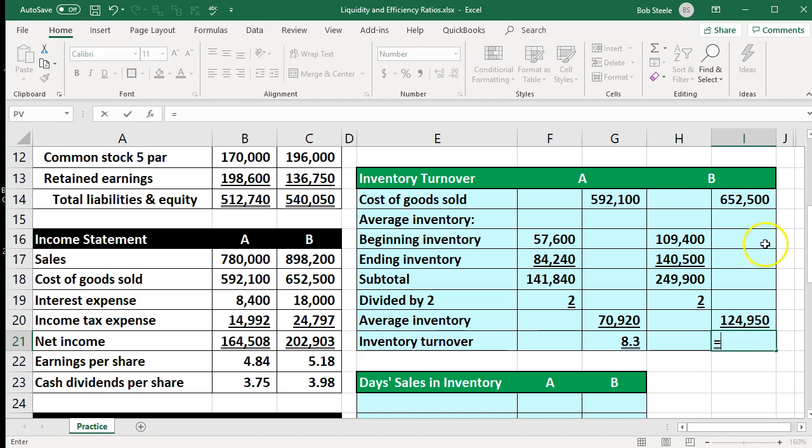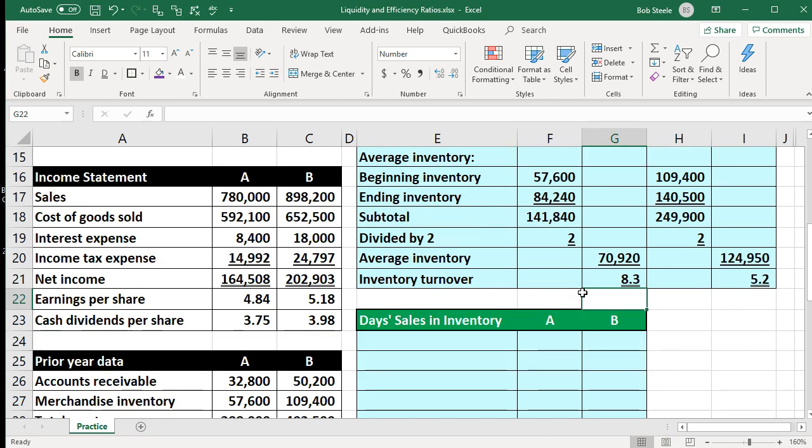Then we'll divide this out. This equals the cost of goods sold in the outer column, the 652,500, divided by the average inventory, 124,950, giving us the 5.2. So this is showing us how many times on average the company has sold and basically replaced the inventory. So it's been sold and replaced more for A than for B.